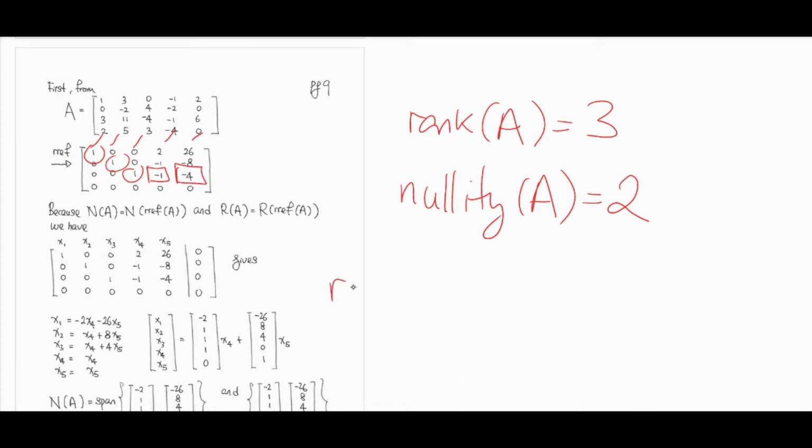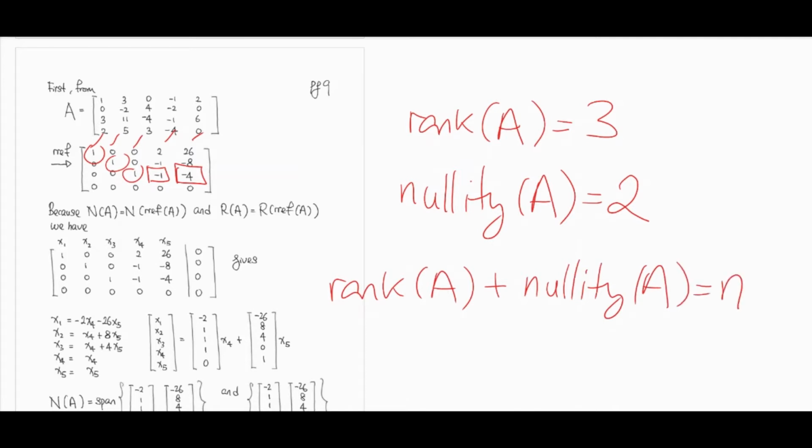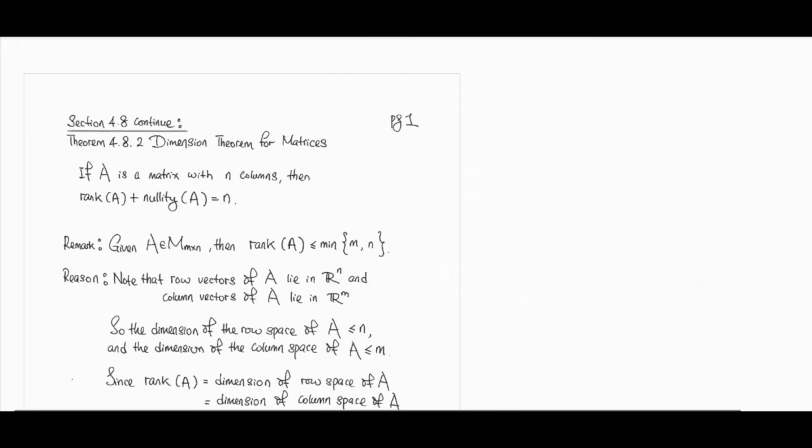So there's no surprise that in general, if you have a matrix of size m by n, then the rank of A plus the nullity of A will equal the number of columns, which is n. In this case here, we have 5. This is what we call the rank and nullity formula: rank of A plus the nullity of A equals the number of columns of matrix A.